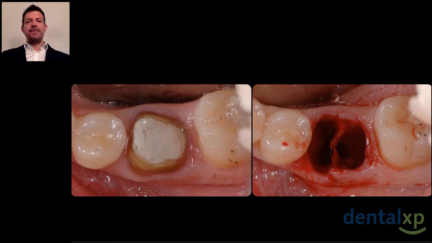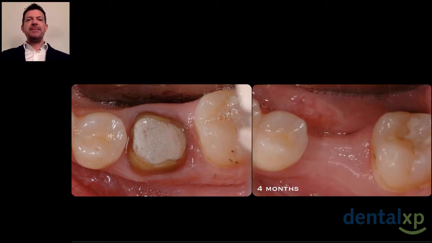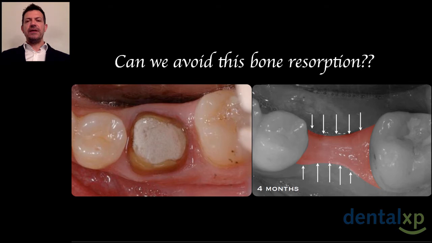Here we can see a lower molar with intact soft tissues. The extraction was performed with a minimally invasive procedure, preserving the original anatomy of the soft tissues, separating the roots and preserving the interradicular bone. But despite this minimally invasive procedure, after 4 months, we had a huge remodeling of the ridge in the horizontal dimension. Maybe we lost about 50% of the original dimension of the ridge in the horizontal volume.